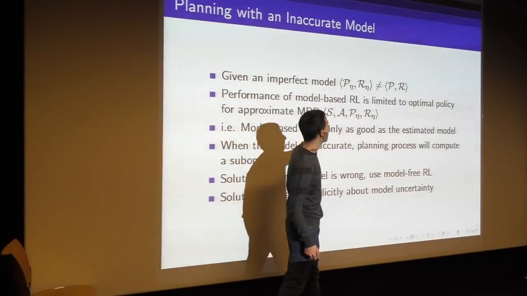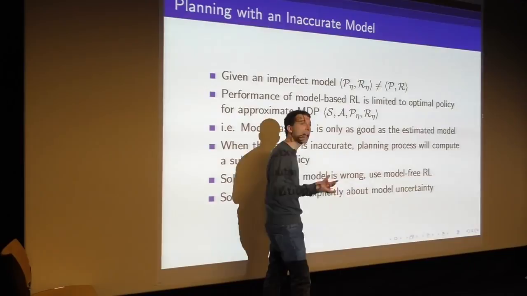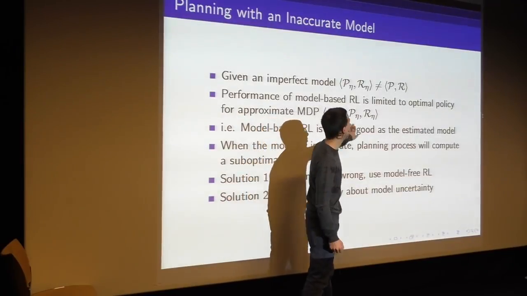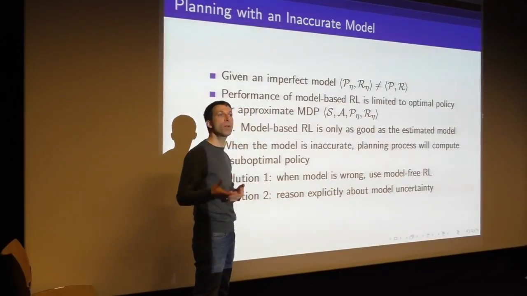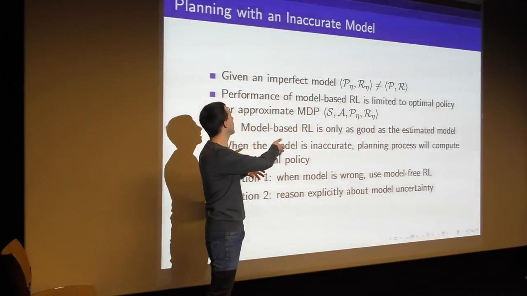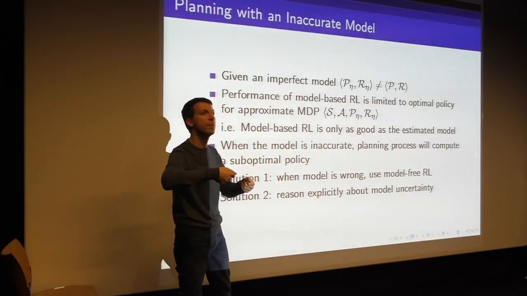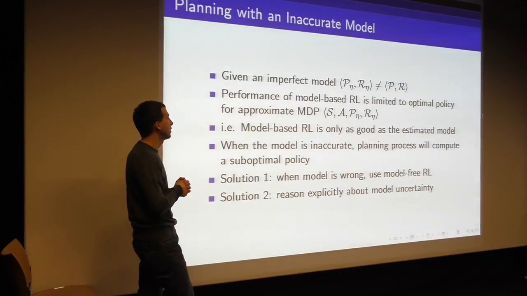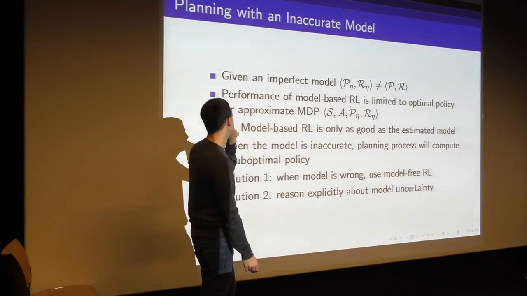Well, if we were able to just do a perfect job of the planning side, if our planning was optimal, we would solve this MDP. But the solution to this MDP might not be the right way to act in the real world, because the real world was different to our model. And so we can only do as well as the performance of the solution to our approximate MDP in the real world. So model-based RL is only as good as the model that we've learned.